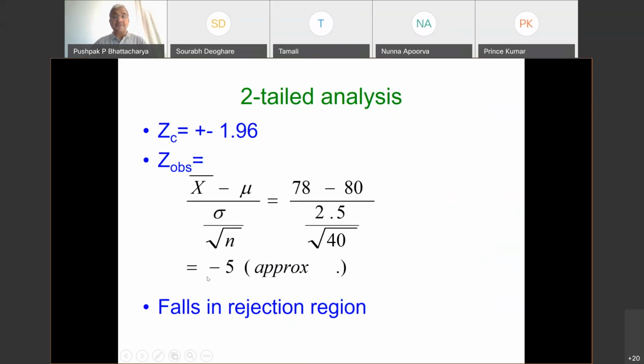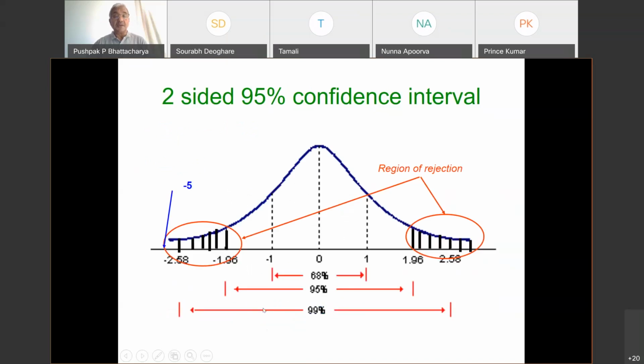So minus 5 falls in the rejection region. You see the rejection region is from minus 1.96 to minus infinity and plus 1.96 to plus infinity. Minus 5 is less than minus 1.96, so it falls in the rejection region. Since it falls in the rejection region, we can reject the null hypothesis. We can reject the claim of the factory that average amount of fluid in every bottle is 80 milliliter. This is not the case.